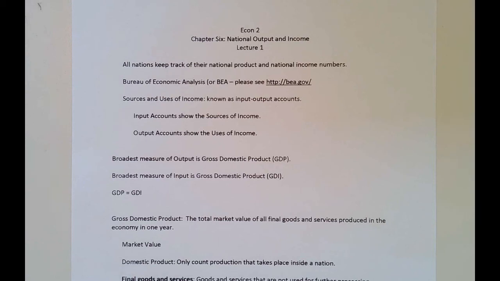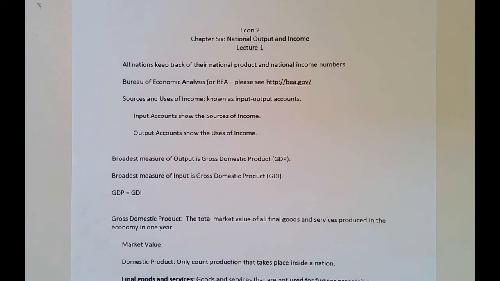Okay, now we're going to start chapter 6, and chapter 6 and chapter 7, those two chapters talk about the three main measurements of macroeconomics. Chapter 6 looks at the nation's production, known as gross domestic product. Chapter 7 looks at unemployment and inflation.